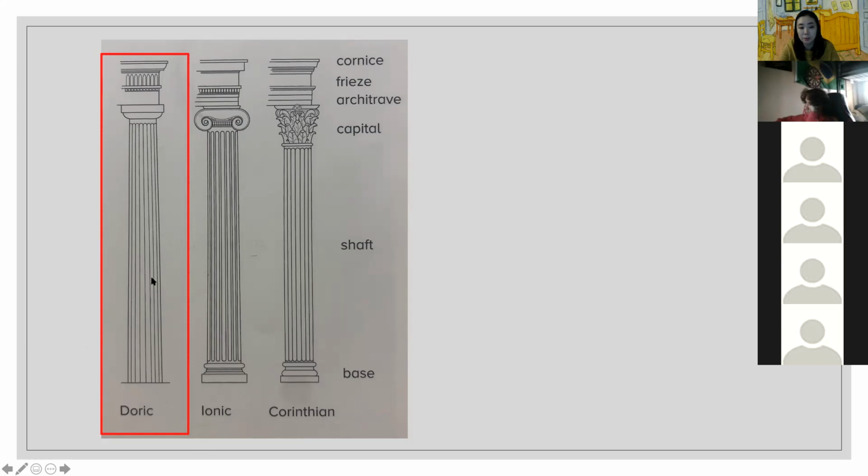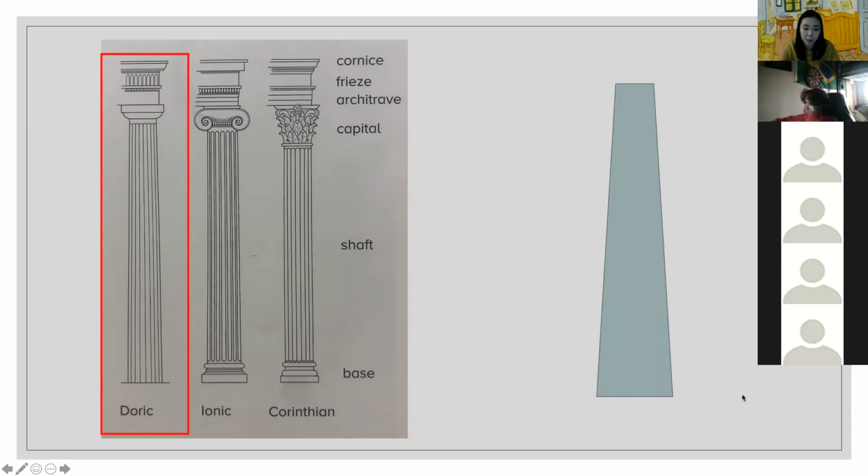So this column, the Doric style column, is not straight. It's not straight at all. The thickness between the bottom part and the top part is not the same.